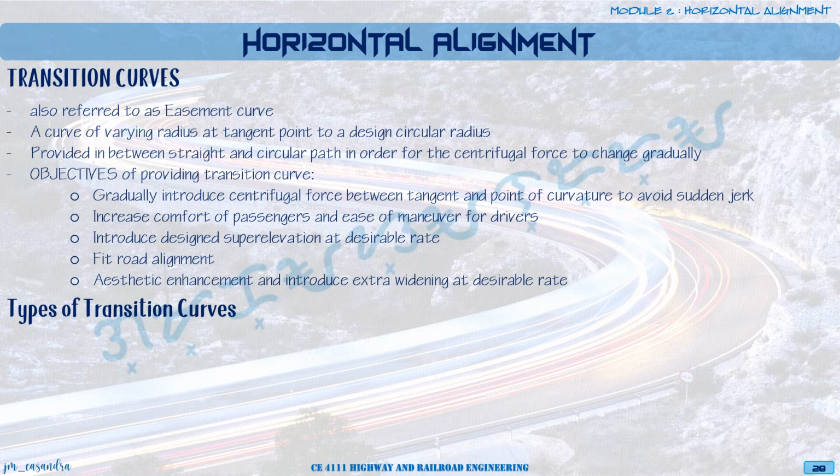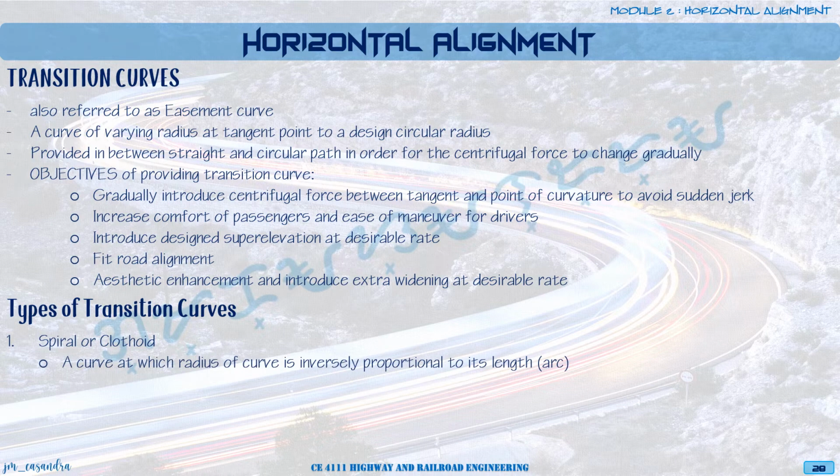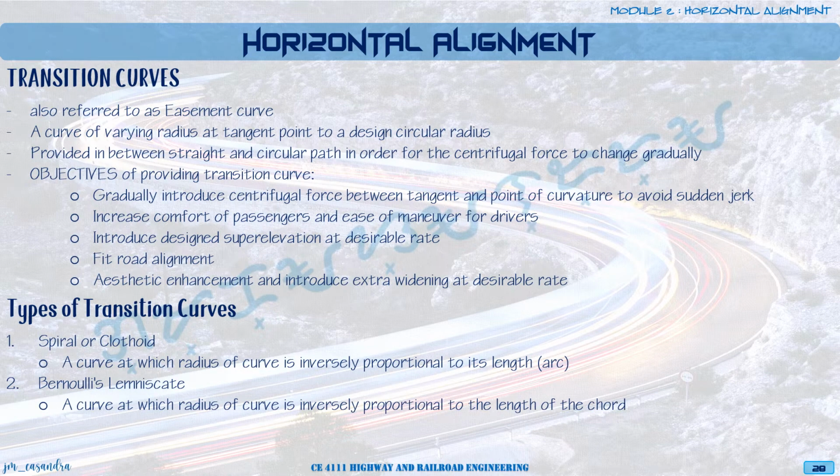There are different types of transition curves. The first one is what we call a spiral curve or a clothoid, and this is the type of curve that we are going to design in this lecture. So a spiral or a clothoid is a transition curve whose radius of curvature is inversely proportional to its arc length. The second type of transition curve is a Bernoulli-Lemon which is a curve whose radius is inversely proportional to the length of the chord.